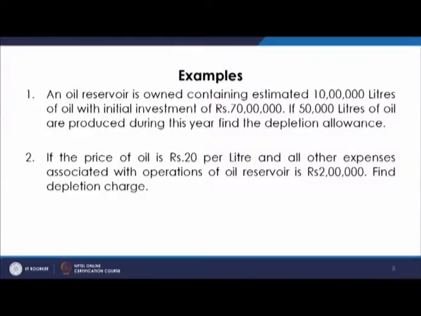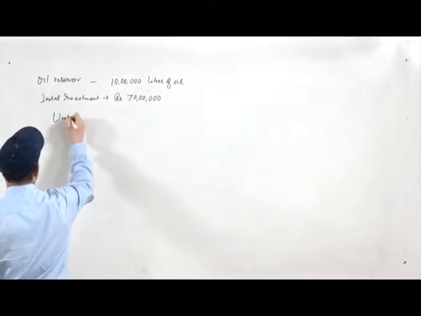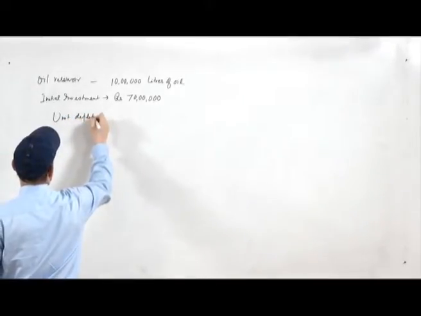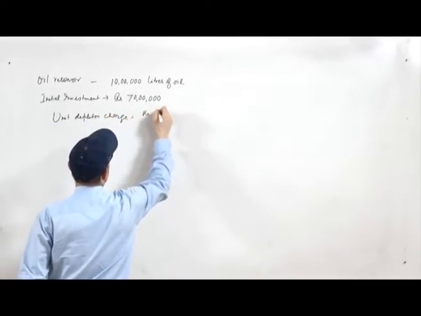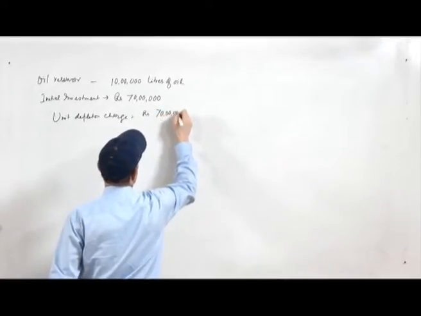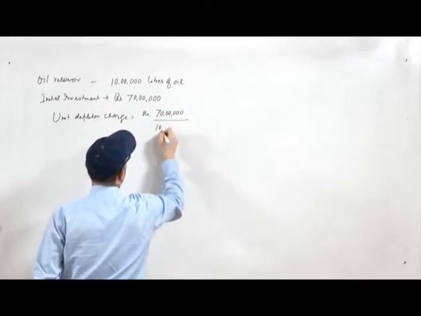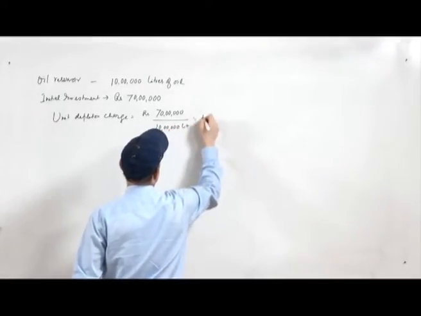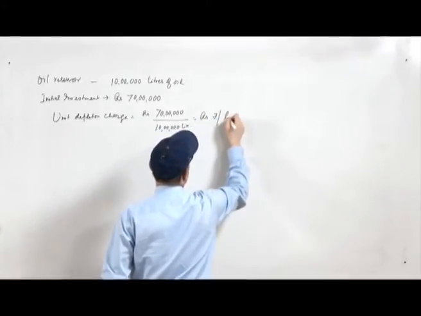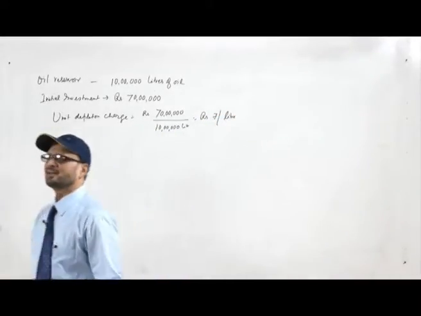Now, in this case the unit depletion charge will be basically rupees 7 per liter. So, the unit depletion charge will be 70 lakhs by 10 lakhs liters of oil. So, rupees 7 per liter of oil. This is the depletion charge.